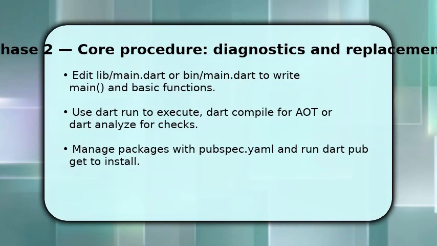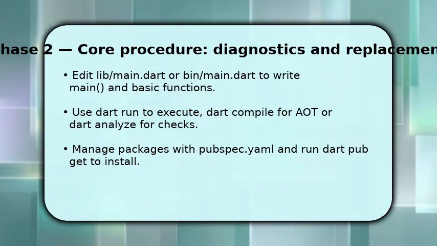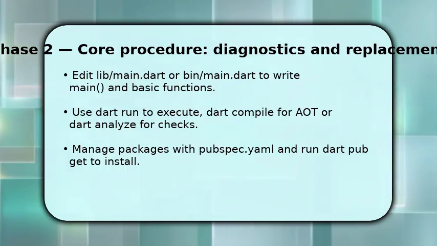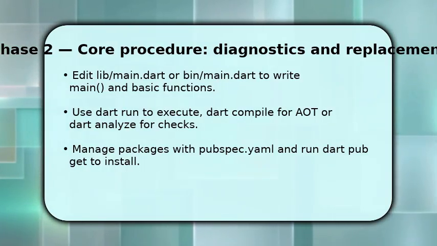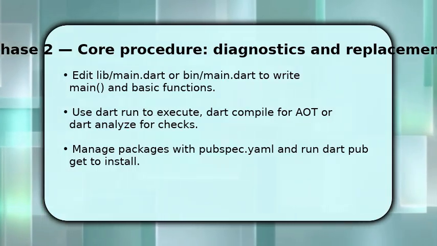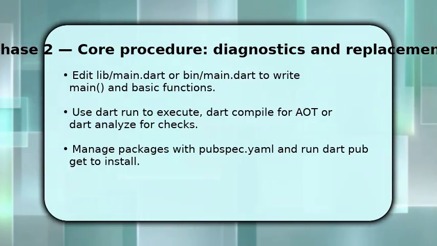Once your project exists, you write and execute code to see results. Open main.dart, implement main, and add functions or classes. Keep functions small for testability. Use dart run to execute scripts quickly, and dart compile exe when you need native binaries.